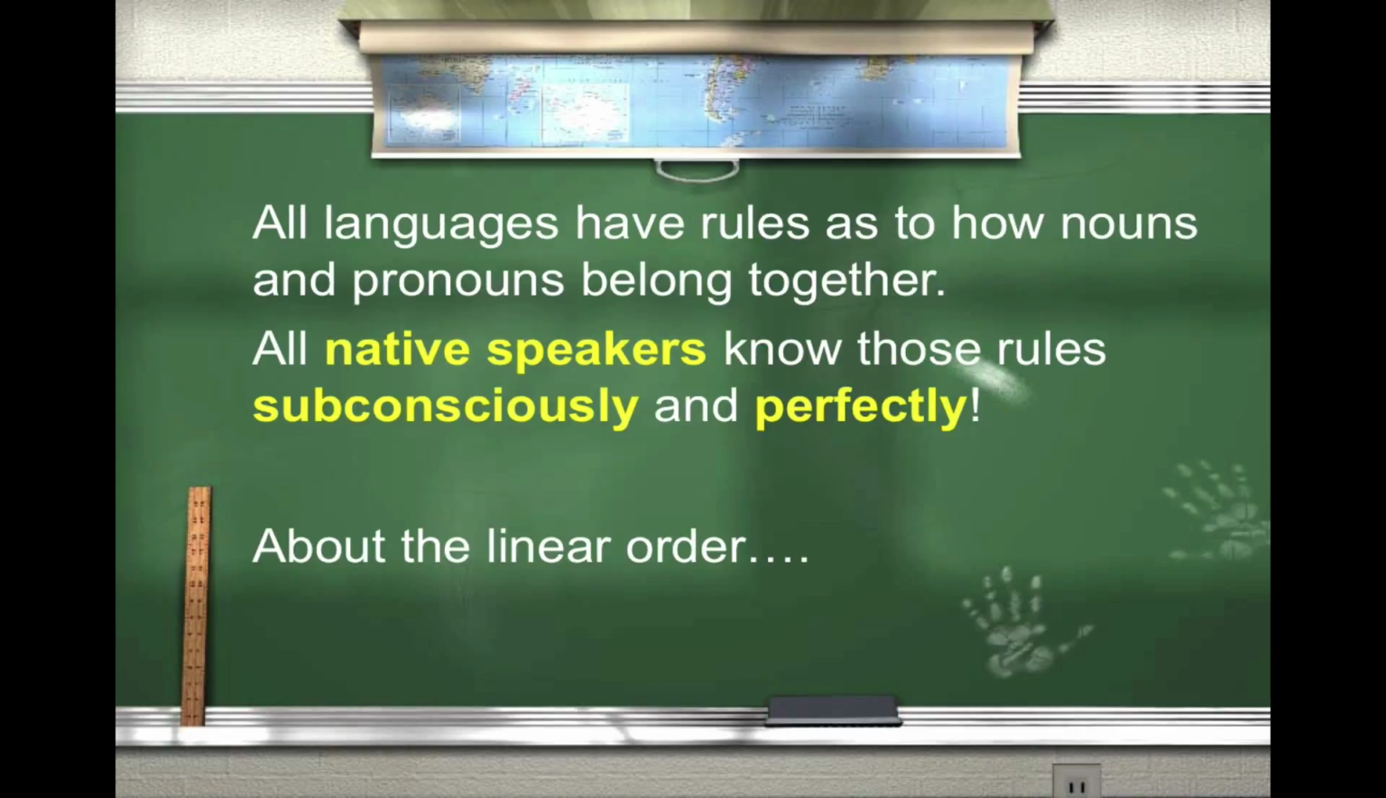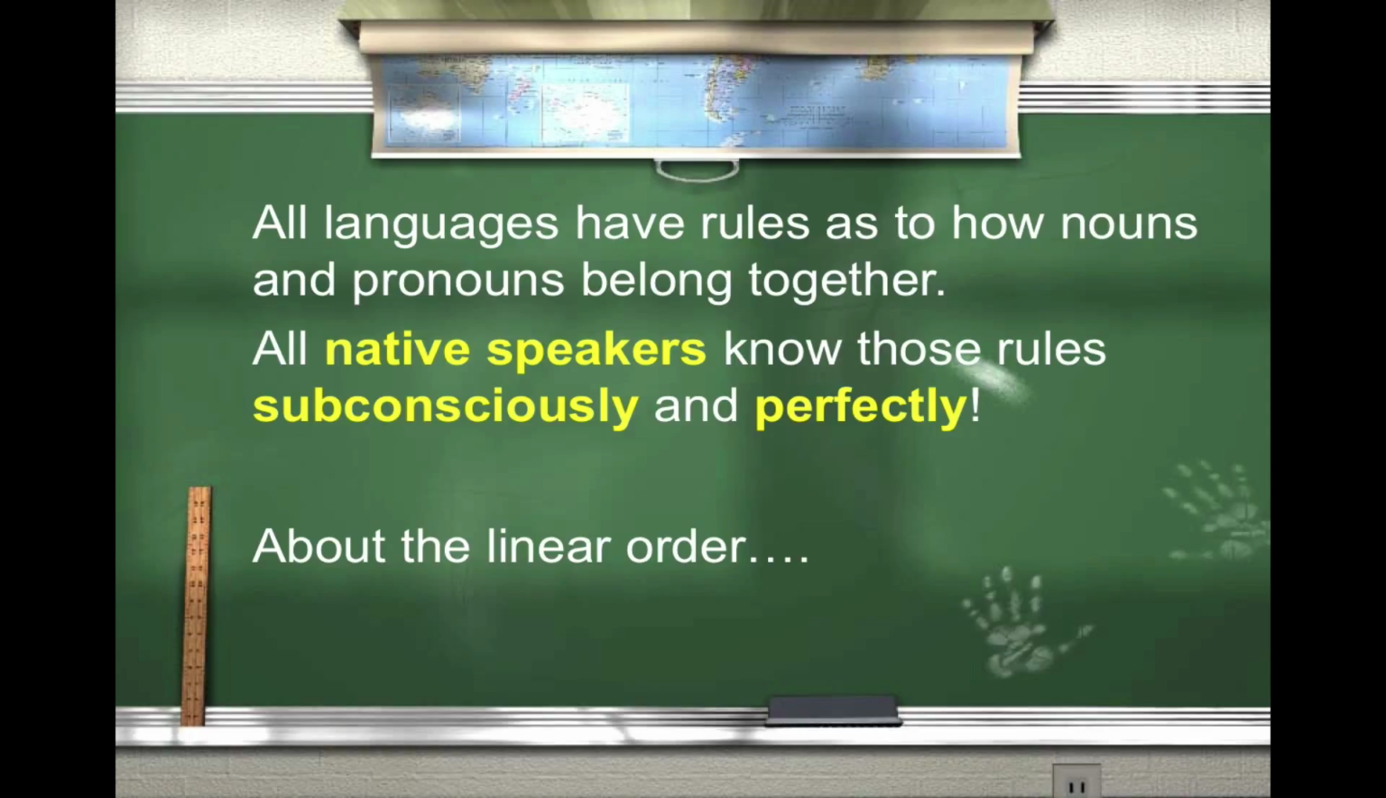So all languages have rules as to how nouns and pronouns belong together. All native speakers of all languages know those rules subconsciously and perfectly. The rules are not the same across languages, but all languages have them. If you're a native speaker, you know exactly what people are talking about. You know those rules perfectly, and you have known them since you were very little, but they're subconscious. You cannot rattle off the rules. Nobody in their right mind would say, oh yeah, I think this is because the pronoun was in the main clause or something like that.